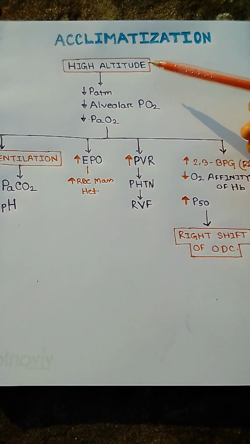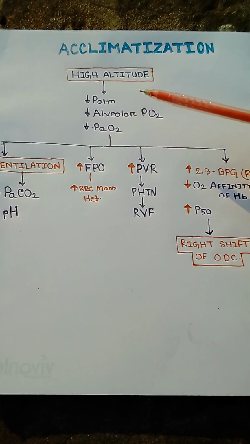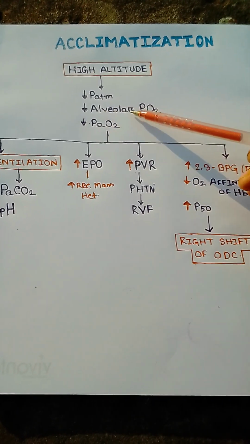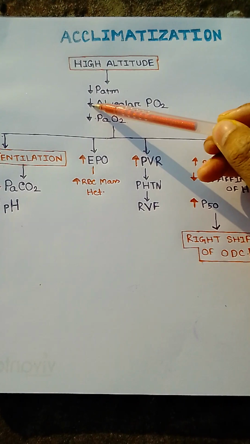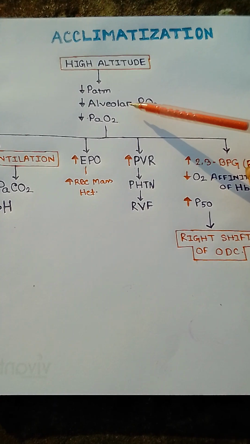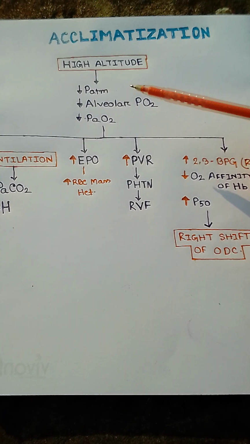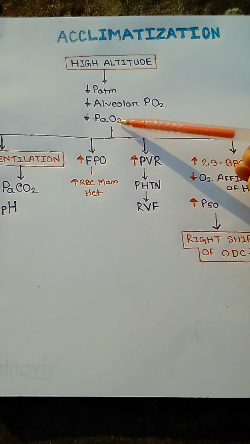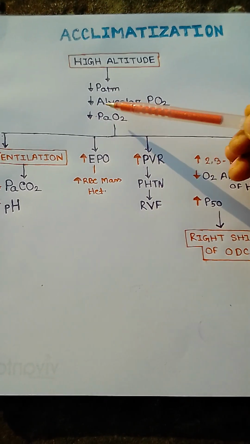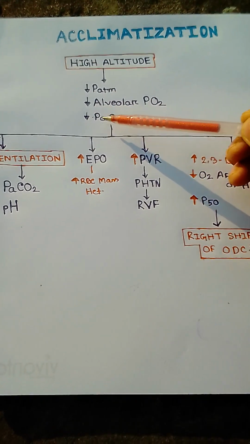At high altitude there is low atmospheric pressure. As there is low pressure in the atmosphere, the alveolar pressure will also be reduced. So the alveolar partial pressure of oxygen in the alveolus will also get reduced. As there is low oxygen pressure in the alveolus, there will be low oxygen diffusion from the alveolus to our artery. So eventually the partial pressure of oxygen in the artery will also get reduced, and when the partial pressure of oxygen in the arterial system gets reduced, this condition is called hypoxemia.